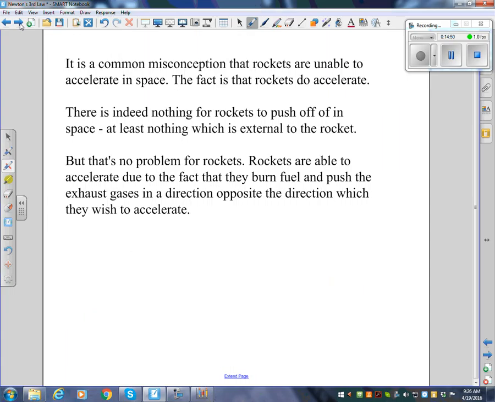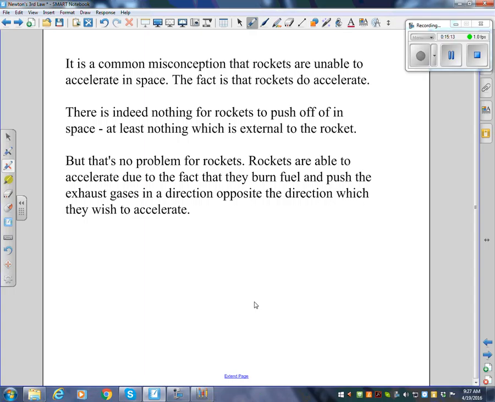Fair enough. Here's the answer in the written format. It's a common misconception that rockets are unable to accelerate in space. The fact is that rockets do accelerate. There is indeed nothing for rockets to push off in space, at least nothing which is external to the rocket. But that's no problem for rockets. Rockets are able to accelerate due to the fact that they burn fuel and push the exhaust gases in the opposite direction to which they wish to accelerate.